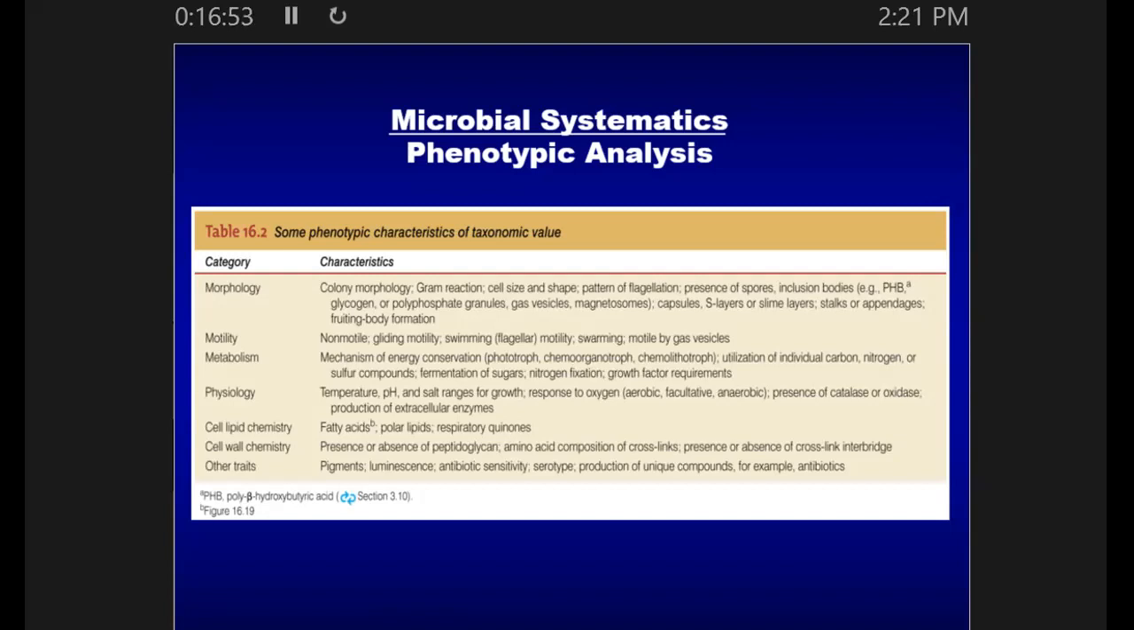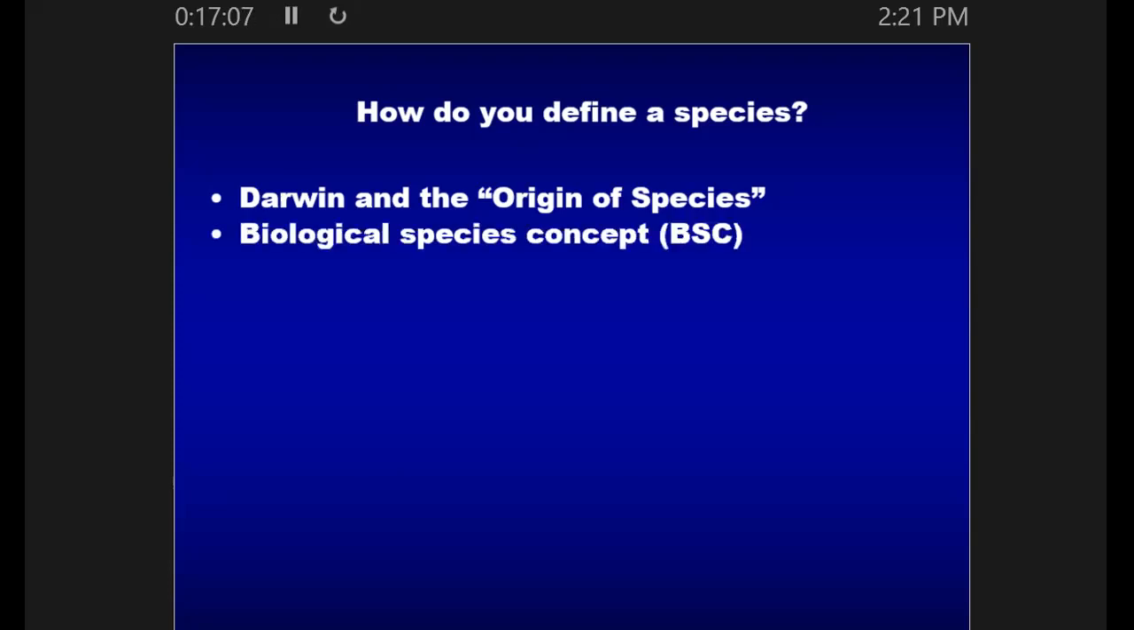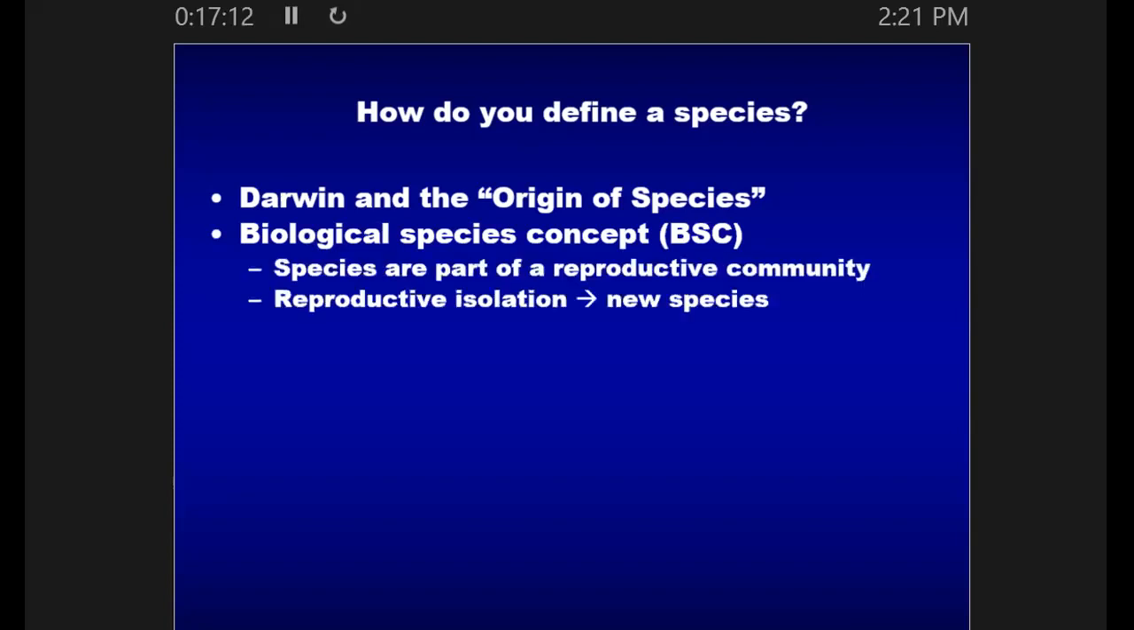But when you think about microbes, there's a problem in the sense that if you think about Charles Darwin's idea of the origin of the species and the idea of natural selection and evolution, he introduces the idea of the biological species concept, which is that species are part of a reproductive community. And if they can no longer produce viable offspring, then we start thinking they're different from each other.